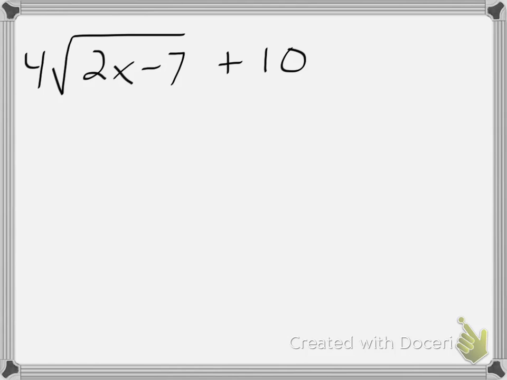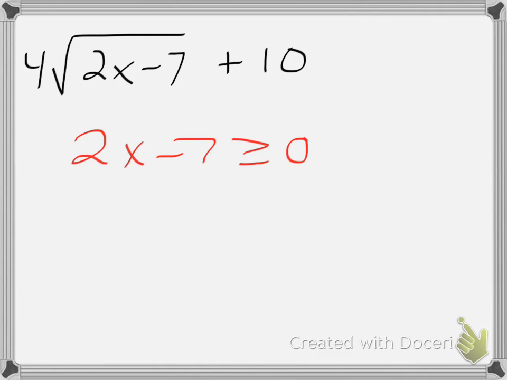Since for an even root, whether it be square root, fourth root, what have you, I can't have negatives inside the radical, I want to find out when will this expression, 2x minus 7, be positive or be 0. The only two things it can be besides negative. So to set that up, I'm going to set up the inequality 2x minus 7 is greater than or equal to 0. This is the algebraic way of saying 2x minus 7, that expression cannot be negative.